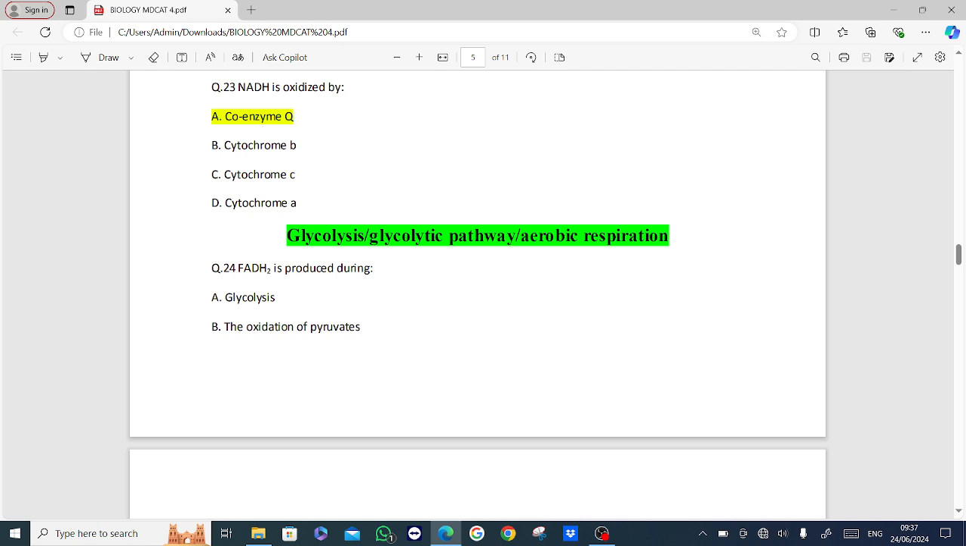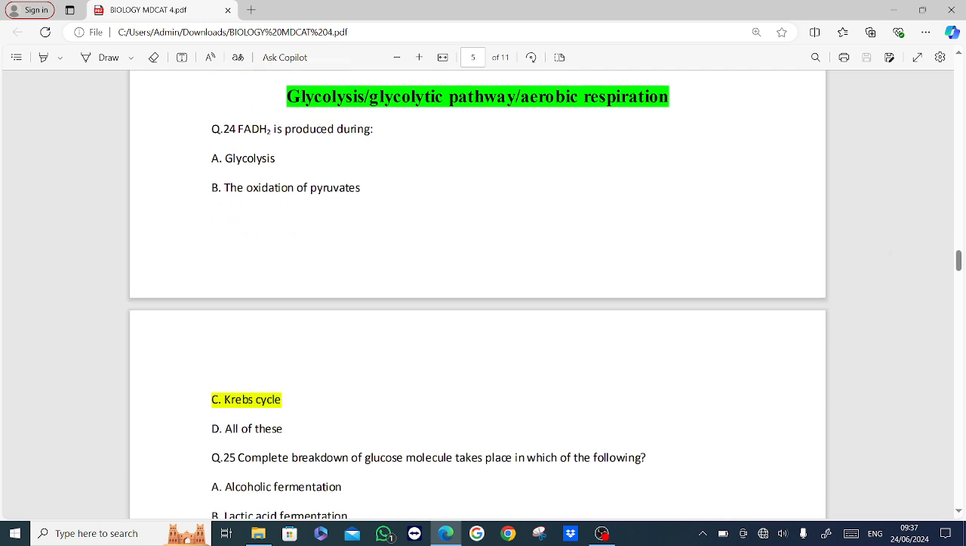Students, next MCQs are from topic glycolysis, glycolytic pathway or aerobic respiration. First MCQ is: FADH2 is produced during. Options are glycolysis, oxidation of pyruvate, Krebs cycle, all of these. Answer is option C, Krebs cycle.